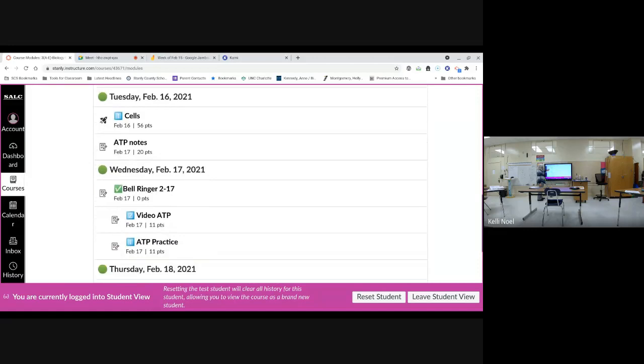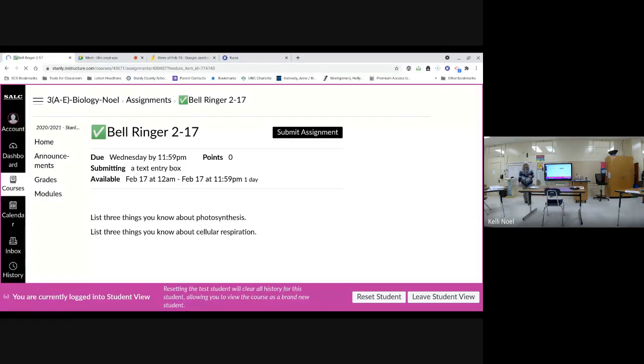But yesterday I had some notes up. We're going to back up and work on those notes, because we didn't get to them in class. So we're going to start here in 2-17. And all you're going to do here is tell me what you might already know about photosynthesis and cellular respiration. I'm wanting you to try to come up with 3 things. If you happen to know something, you can shout it out and we will type it together.